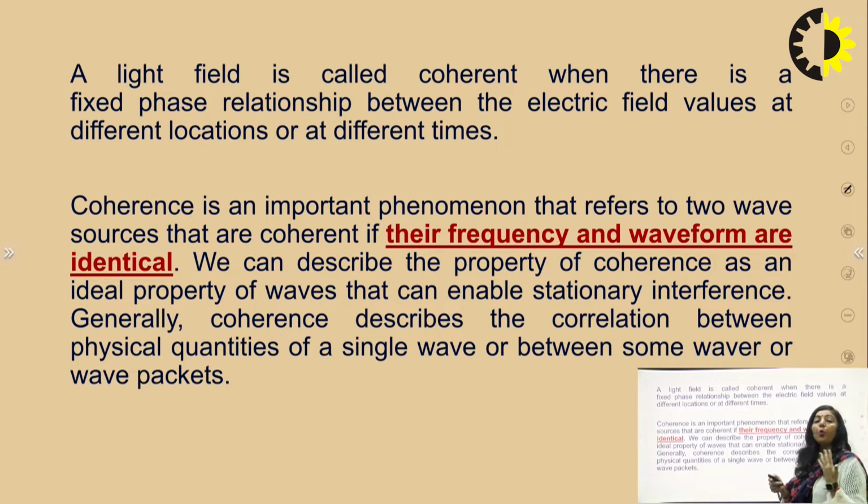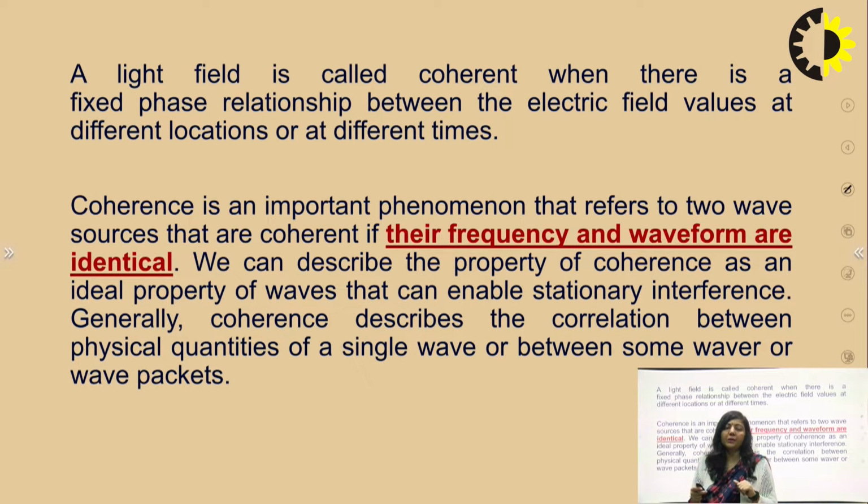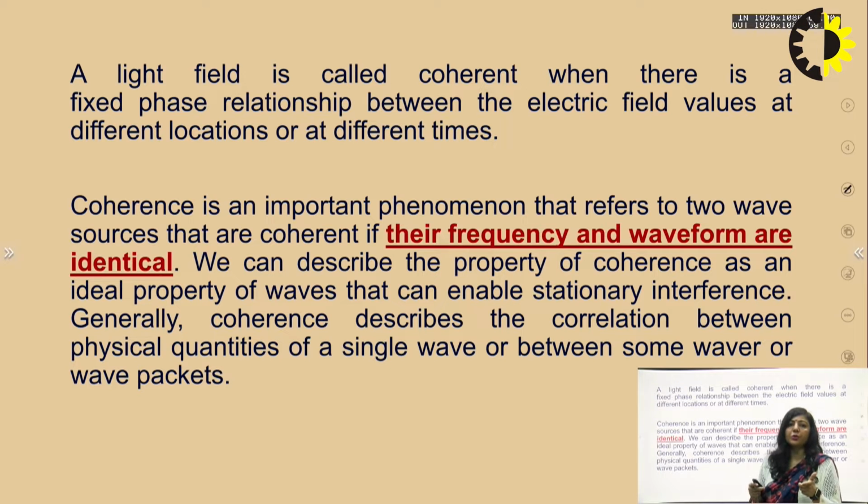If you want to get coherent light, what do you have to do? You have to divide a single source into two parts. If a single source is divided into two parts, and from those two parts you get coherent sources, it means those two coherent sources obtained from a single source must have the same frequency. So if you have coherent light, then it is necessary that the light will be monochromatic. But if light is monochromatic, it is not necessary that the light is also coherent.